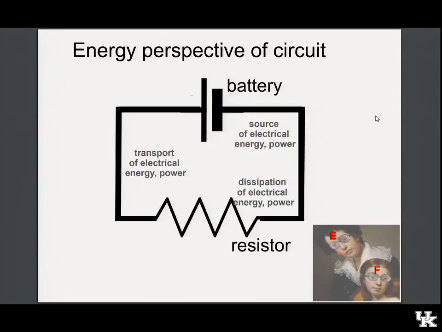The wires, from the energy perspective, are just like the transport system for the energy. So the wire from the battery to the resistor and then back to the battery again is just allowing the flow, the movement of energy around the circuit. So it's the transport of energy and power around the circuit.